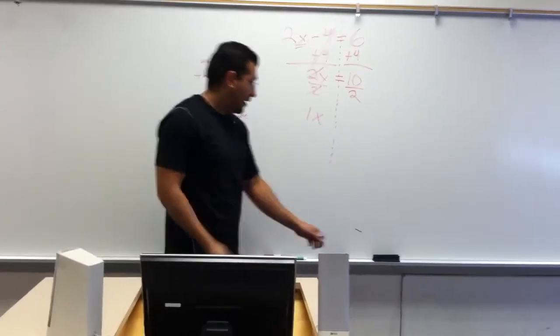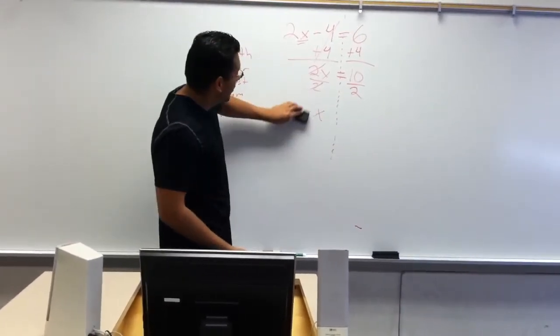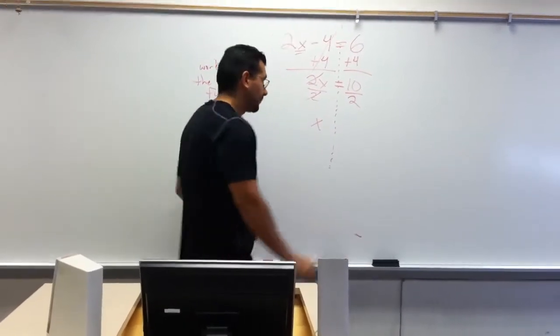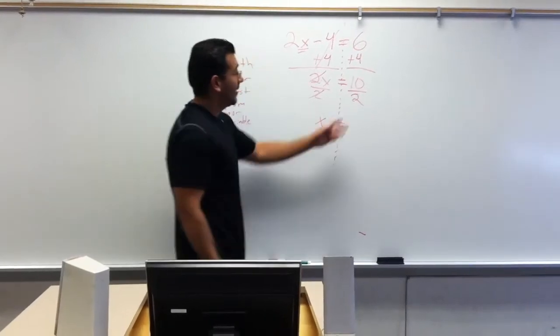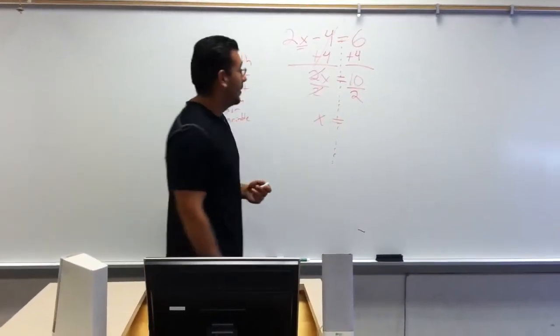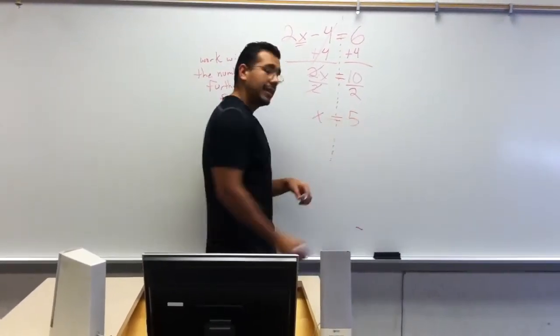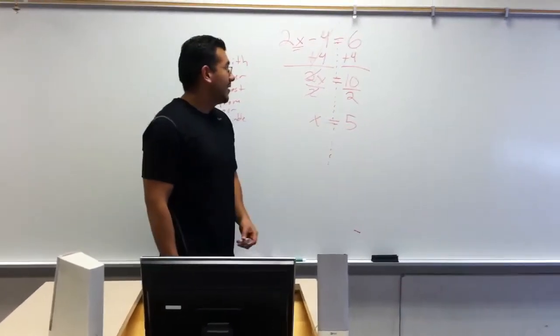It doesn't matter what you have. So if you want 1x, that's fine. Or if you just want to put x, that's also fine. What are we going to drop down? Good. Our equal sign. And now we go ahead and divide it. 10 divided by 2. 5, right? So we end up with x equals 5.